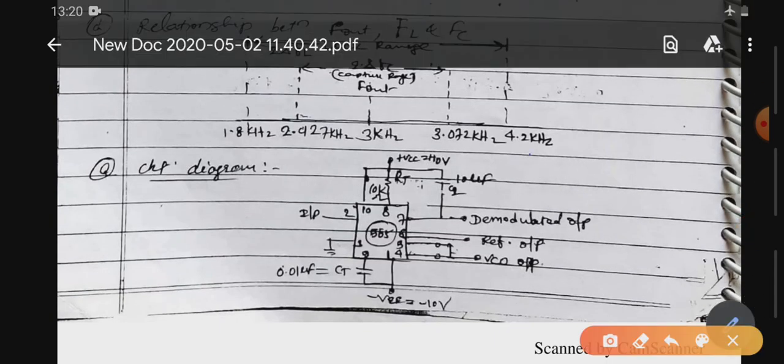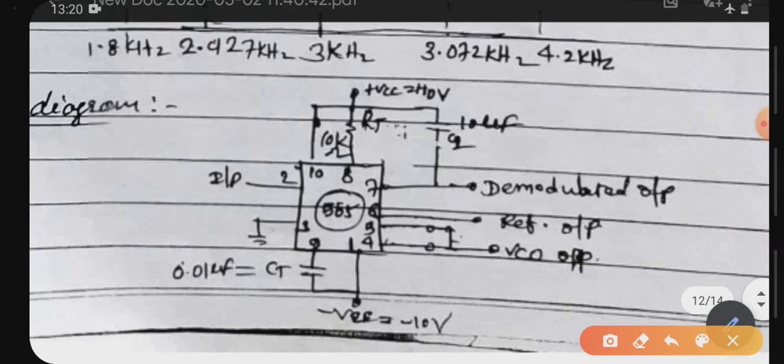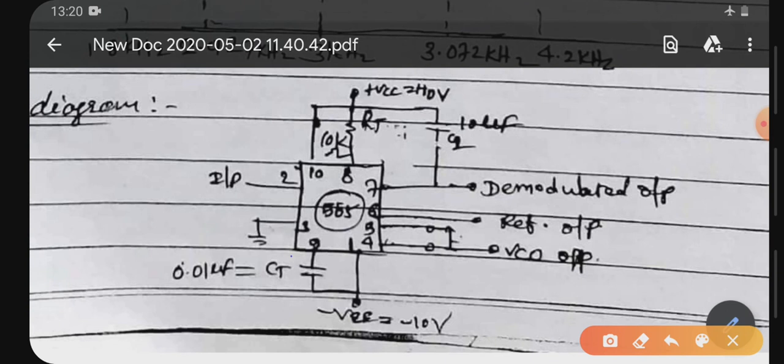Okay, this is the circuit diagram. Here you can see you have mentioned the calculated value CT. This is the typical circuit diagram. Out of 14 pins, only 10 pins are used. Pin number 2 input, 3 ground, pin number 9 timing capacitor is connected, pin number 1 is given to minus VCC, pin number 4 is VC output, to which pin number 5 is connected, shorted. Reference output is available at 6. Pin number 7 demodulated output.